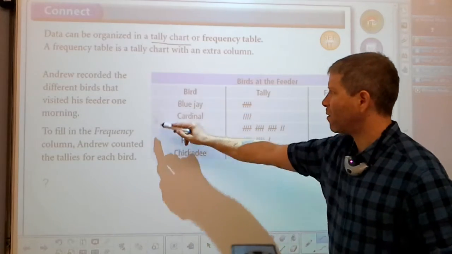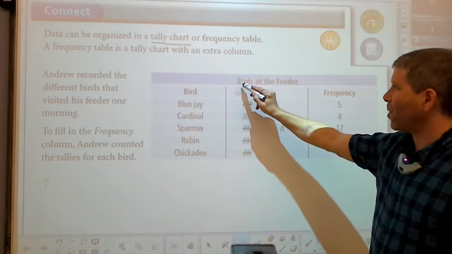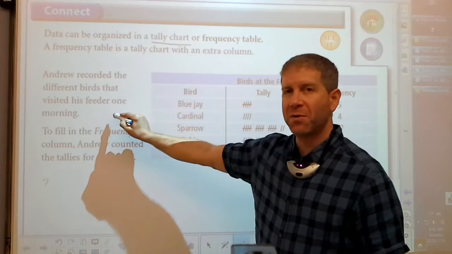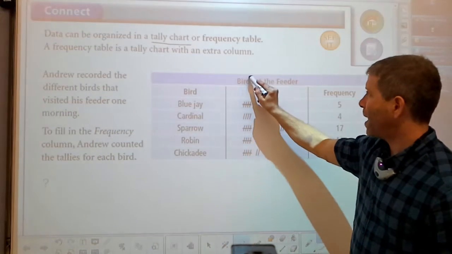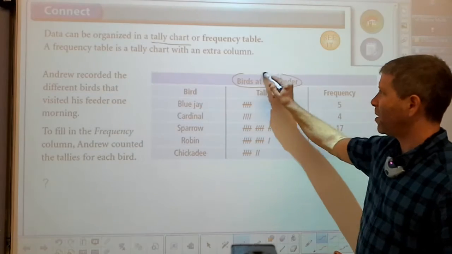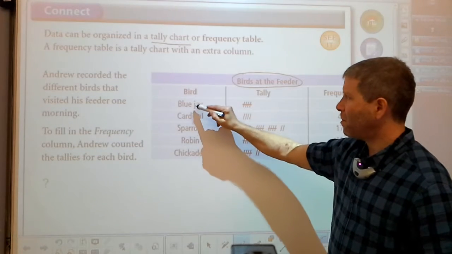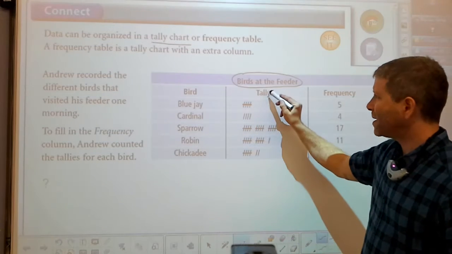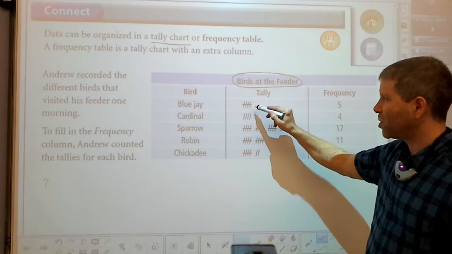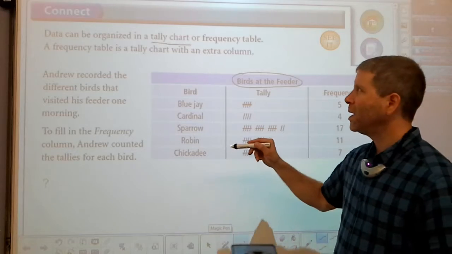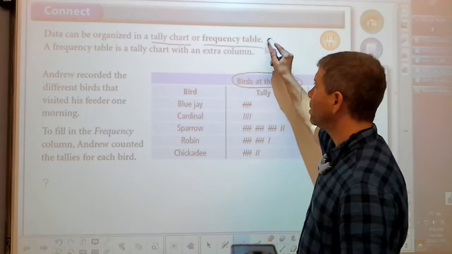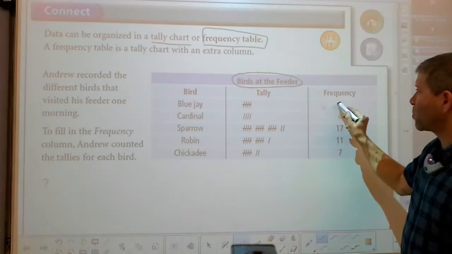That's this first part over here, where, for example, Andrew recorded the different birds that visited his bird feeder one morning. And so there's a title here, Birds at the Feeder, the different names of birds: blue jay, cardinal, sparrow, robin, chickadee. And then the tally here, which we talked about last time, is just a tick mark for every bird he saw.